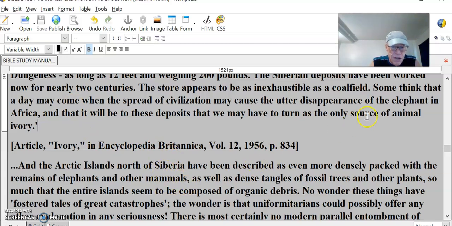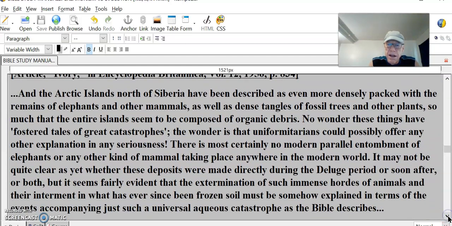And the Arctic islands north of Siberia have been described as even more densely packed with the remains of elephants and other mammals, as well as dense tangles of fossil trees and other plants, and so much that the entire islands seem to be composed of organic debris. And all kinds of mixing and matching of stuff that violates the evolutionist geological strata idea, the geologic table. No wonder these things have fostered tales of great catastrophes, because they would. The wonder is that the uniformitarians could possibly offer any other explanation in any seriousness, but they do.